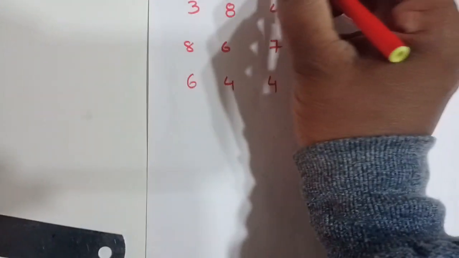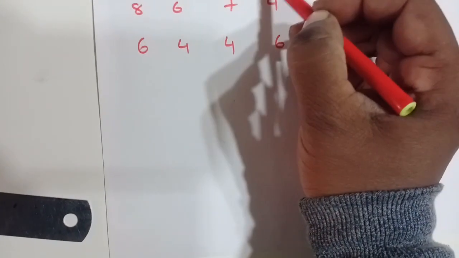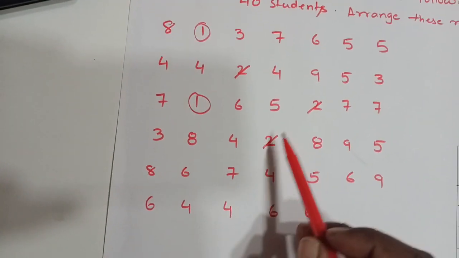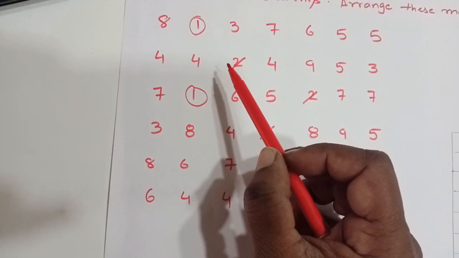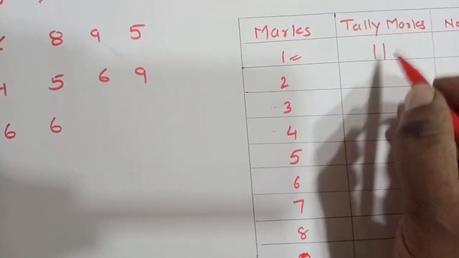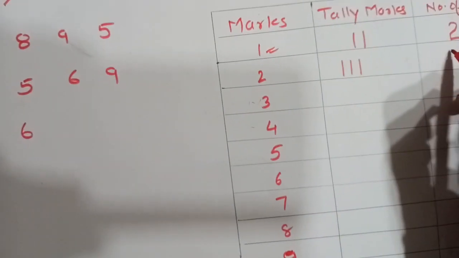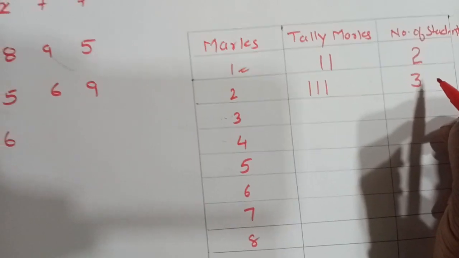How many children have got 2 marks? So I can see that this is 1, then this is 2, and then this is 3. So there are 3 students, technically 1, 2 and 3. There are 3 students who have obtained 2 marks. So here, against 2 marks, it is 3 students. So I'll draw 1, 2 and 3 lines this way, and I'll write the number 3 over here. Right?